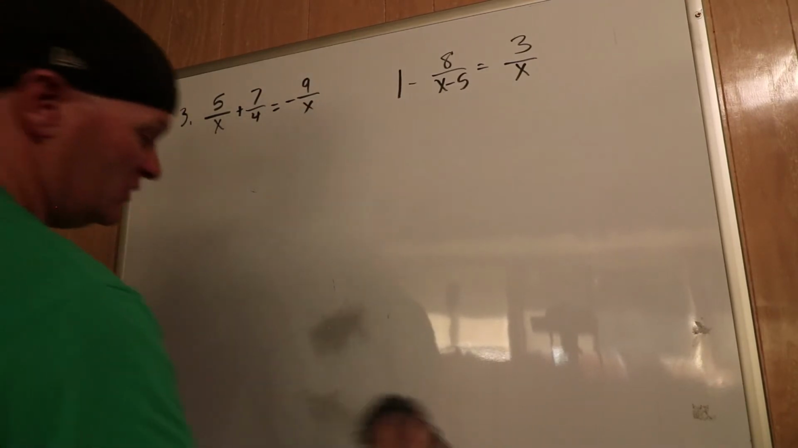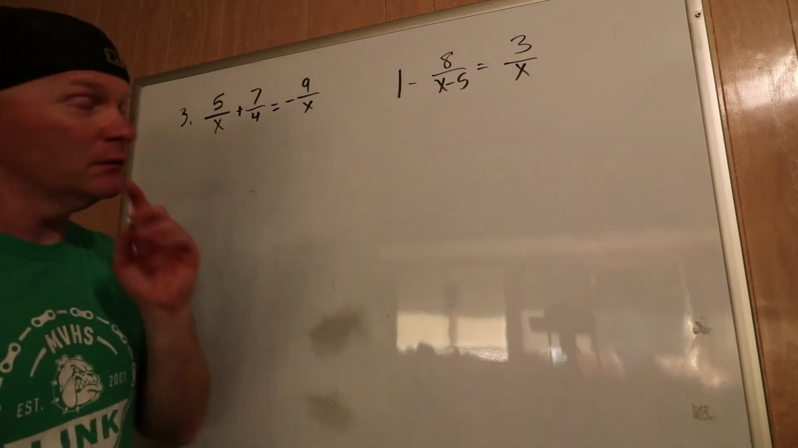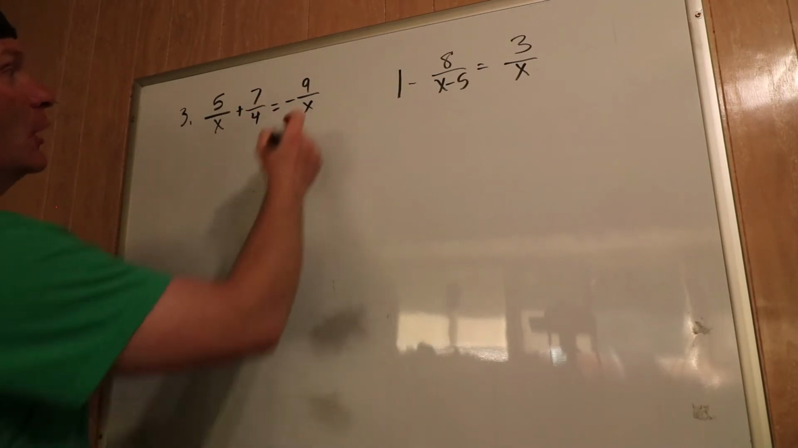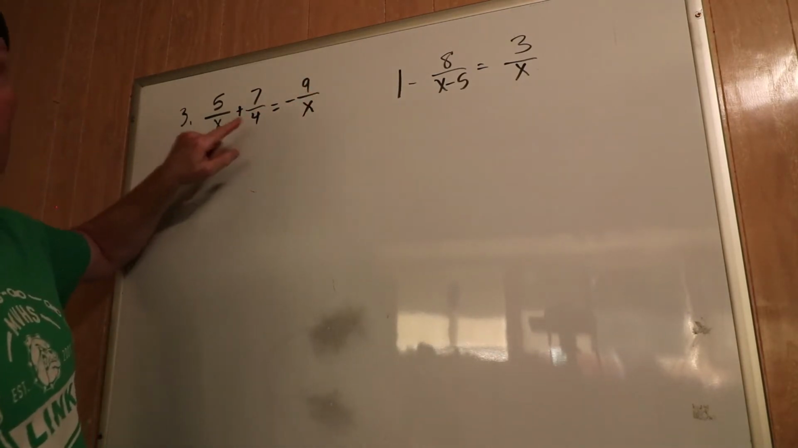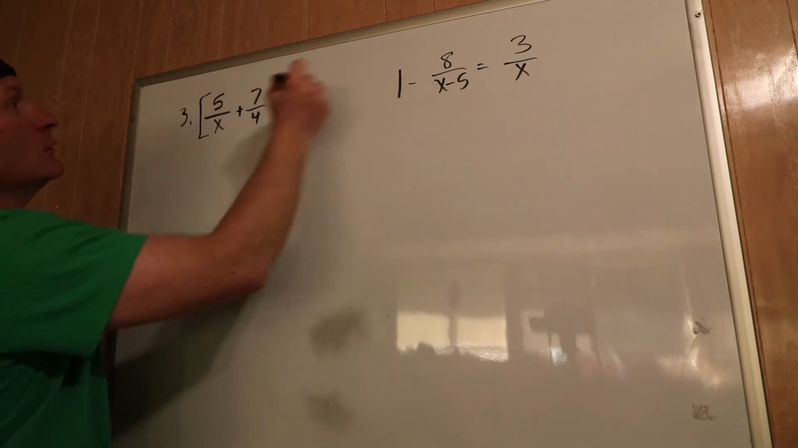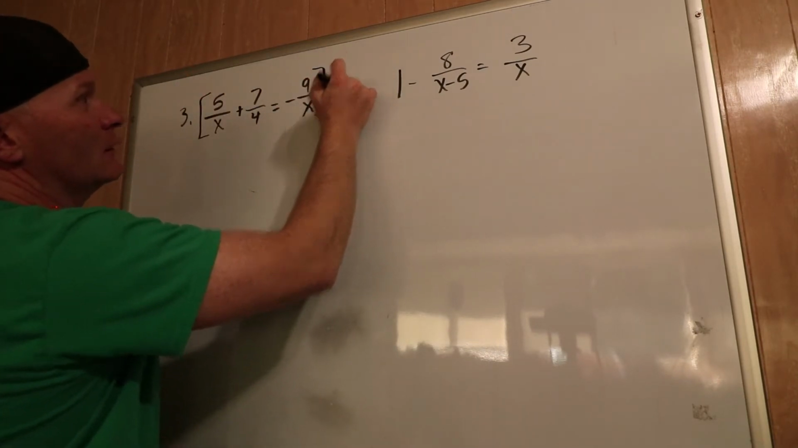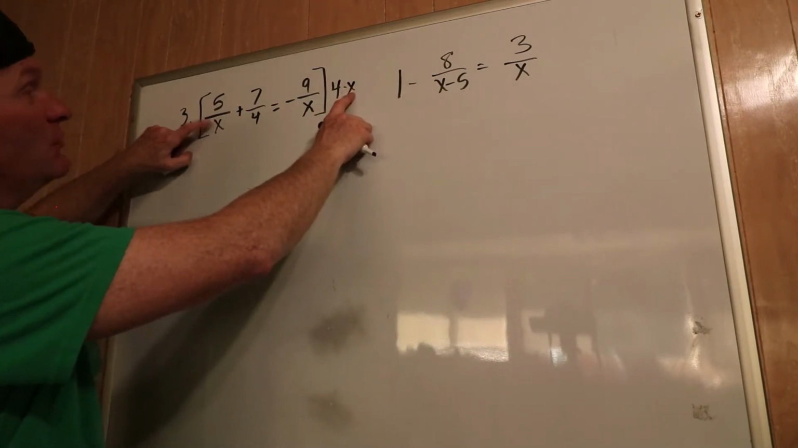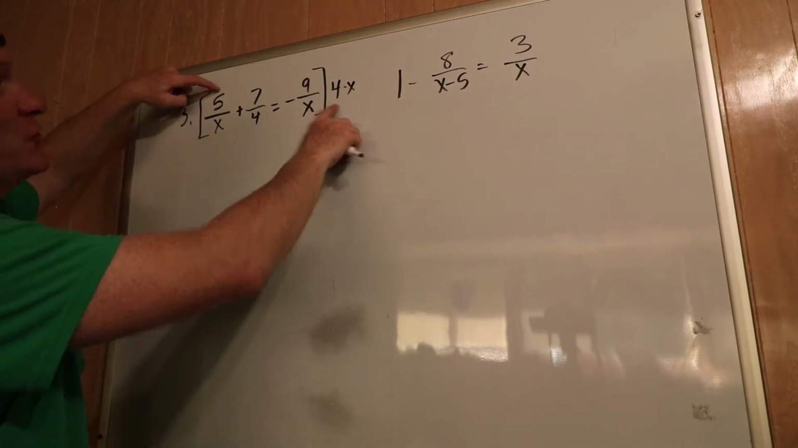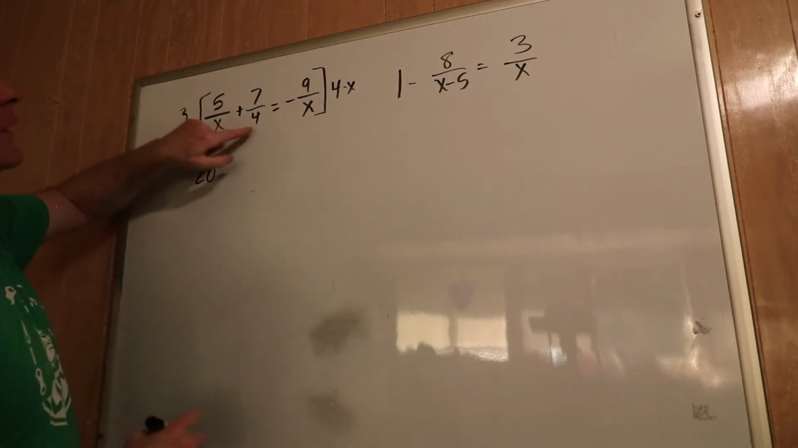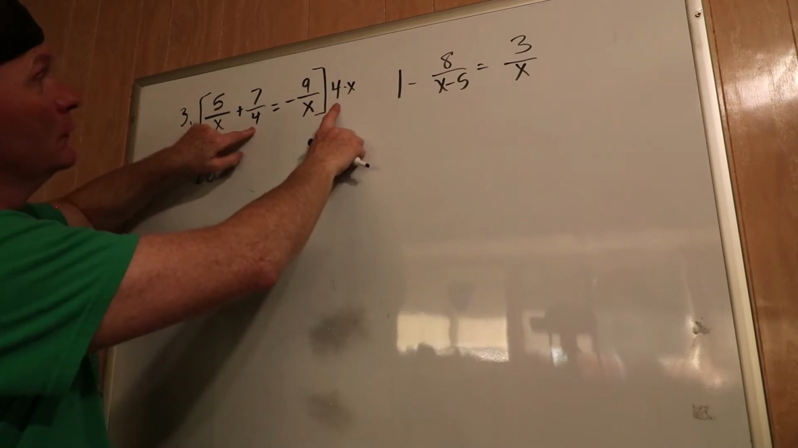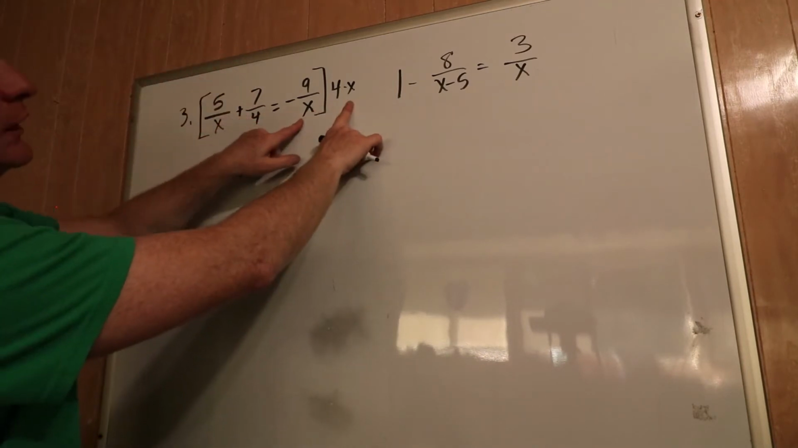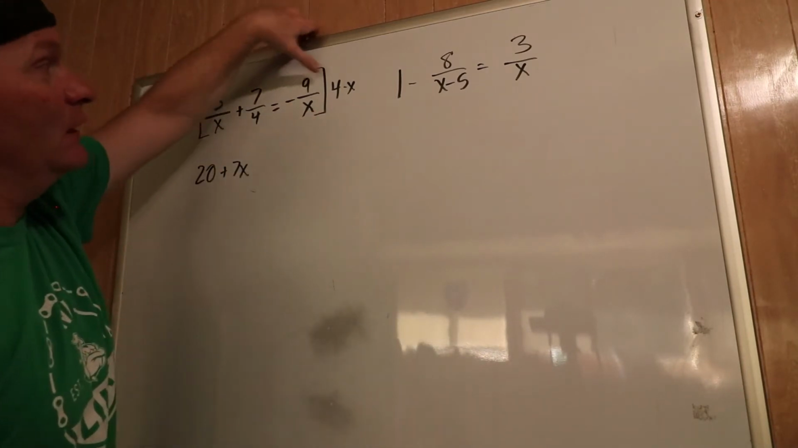And the other way you can do these is basically we're going to multiply everything by our least common denominator. So we have x's and we have 4's in the denominator. So I'm going to multiply everything by 4 times x. Okay, on this first one, the x's cancel out. X divided by x would be 1, so all we have is 5 times 4. On the second one, the 4's cancel out, so we have 7 times x. And on the third one here, the x's cancel out again, so we have negative 9 times 4.